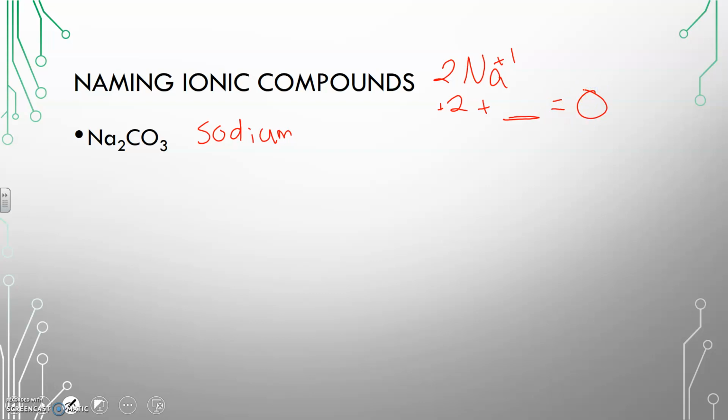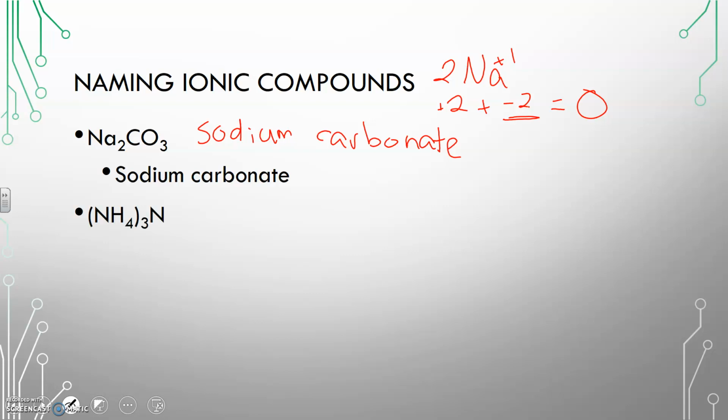Now we have a polyatomic ion for our anion. So again, all you do is just write the name of your polyatomic ion. This one is carbonate. And what you'll see if you use your note cards and look at your carbonate, that one has a -2 charge on it. So this compound is completely balanced. You have +2, -2, that equals 0. So sodium carbonate is the name of this ionic compound.